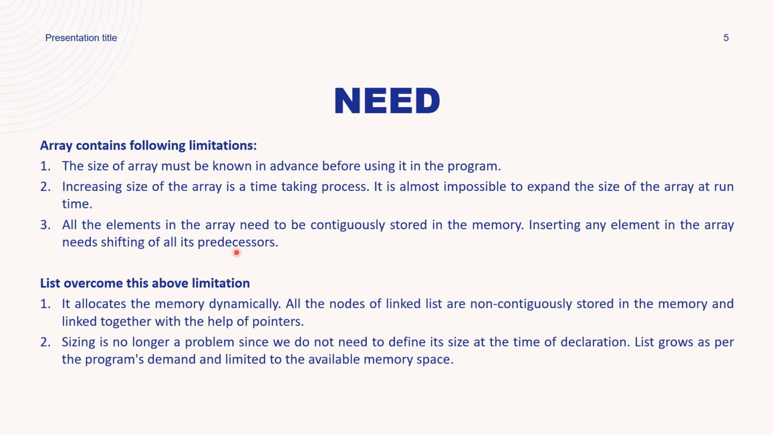Then all the elements in the array need to be stored contiguously, meaning we cannot store the elements in a non-contiguous or scattered manner, because the array is a static linear data structure. So these are the limitations of the array, and the linked list overcomes these limitations, as it allocates dynamic memory, being a linear dynamic data structure.